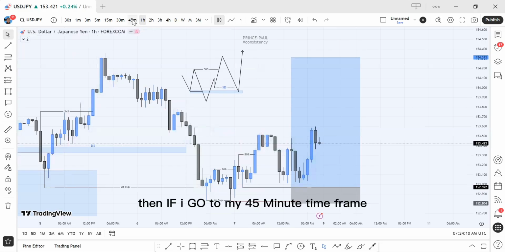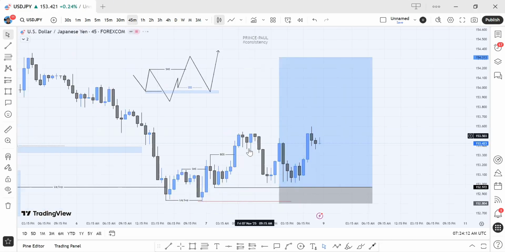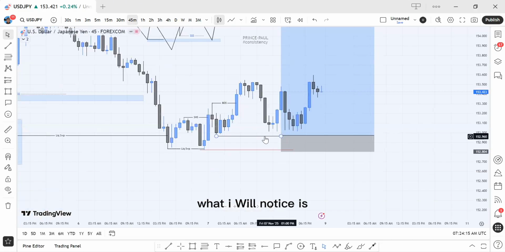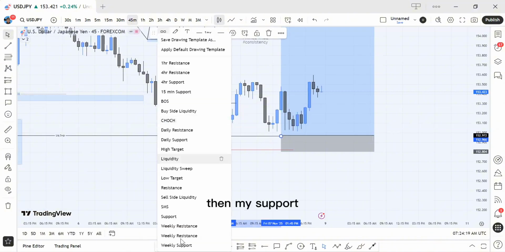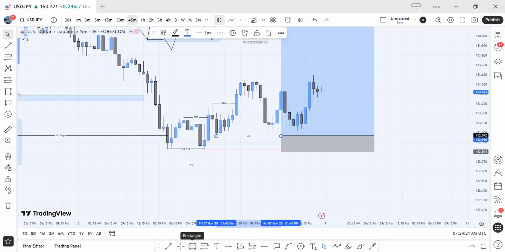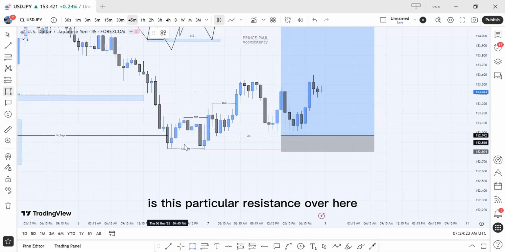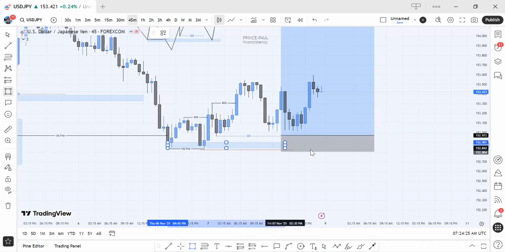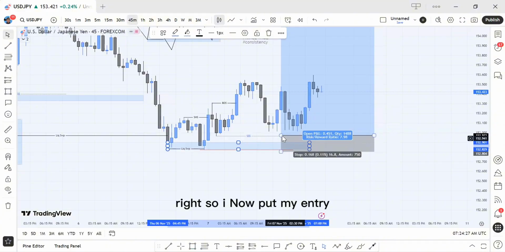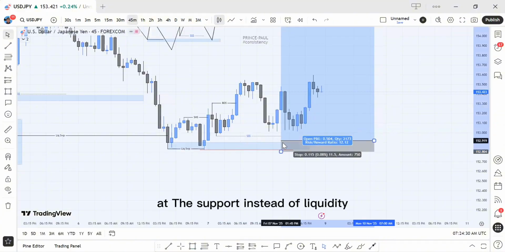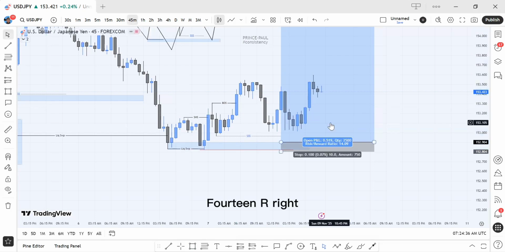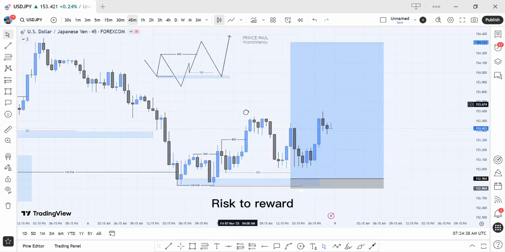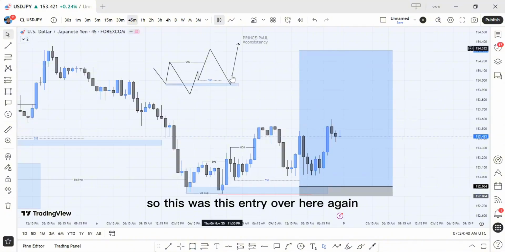Then if I go to my 45-minute time frame, what I will notice is, oh, this is my liquidity as you already know. Then my resistance is this particular resistance over here, right? So I now put my entry at the resistance instead of the liquidity. And it was giving me a better risk to reward, about 14R, right? 14 risk to reward.